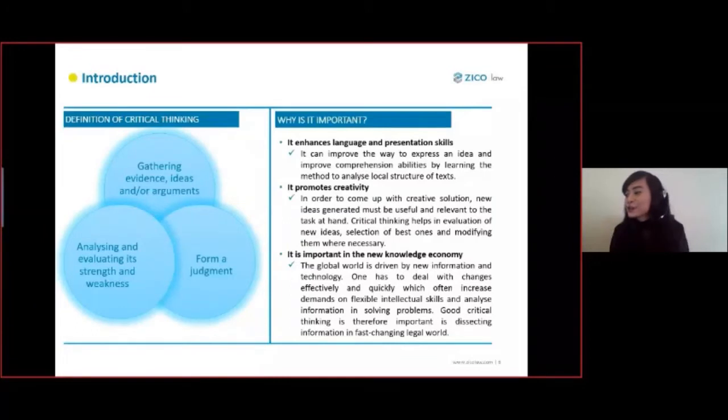Now, thirdly, it is also important in the new knowledge economy. When I say new knowledge economy, it means that in the legal context, the legal world is always changing. It's a fast-paced world, really. So it's really important that you know how to think critically, because you will be expected to analyze the new cases, the new judgments and new statutes that have been issued by Parliament. So I think these are the three benefits that you will learn in mooting in the part of critical thinking skills. Now, can we move on to the next slide, please?